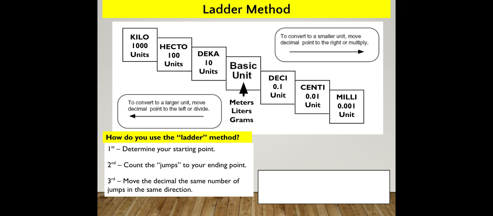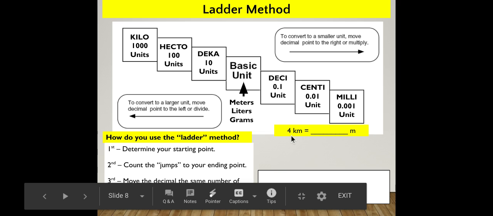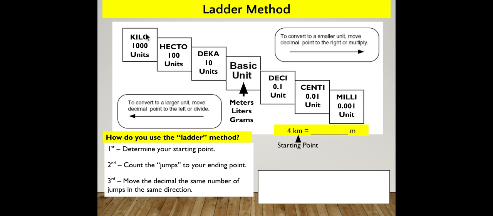Let's do an example together. We are going to start at 4 kilometers. That's my starting point. So I'm going to find 4 kilometers on my ladder or on my jump chart. I'm trying to get to meters. That's my end point, meters. How do I get there? Well, it's going to take me 1 jump to get to hecto, 1 jump to get to deca, and 1 jump to get to my base unit of 1 meter. So it takes 3 jumps in total.